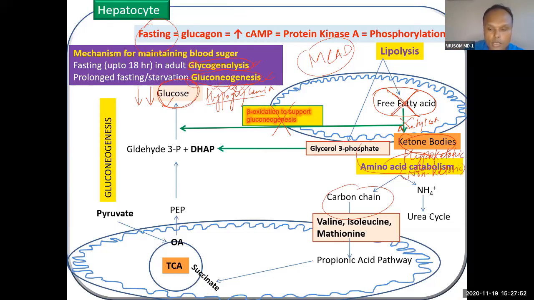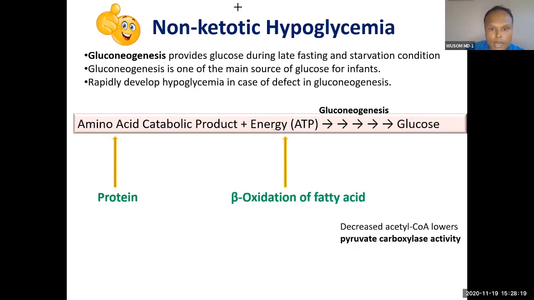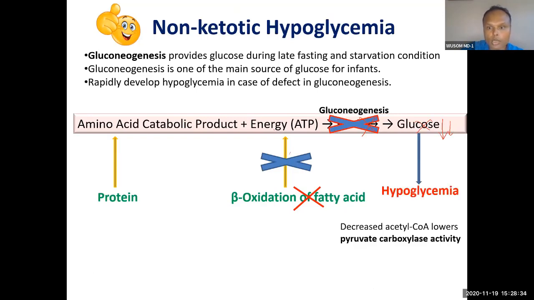You can see biotin is required in the propionic acid pathway. Biotin is also required when pyruvate converts into oxaloacetate, and in one more place, for synthesis of fatty acids, 3 places. This is again the same type of slide. Amino acid plus energy will make glucose. Protein will supply the amino acids, and fatty acid will supply energy. If there is no fatty acid beta oxidation, there is lack of energy, meaning no glucose formation, low glucose, hypoglycemia.